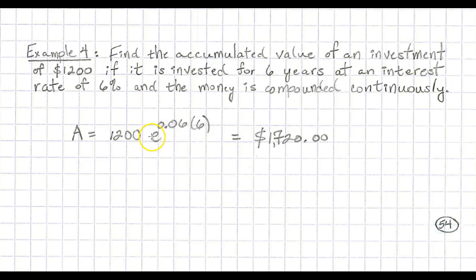Principal's 1,200, e is our natural base, r is 6%, so in decimal form it's 0.06, t is the number of years, so it's 6 years. You should be able to use your e to the x button, do this to see that that's $1,720.